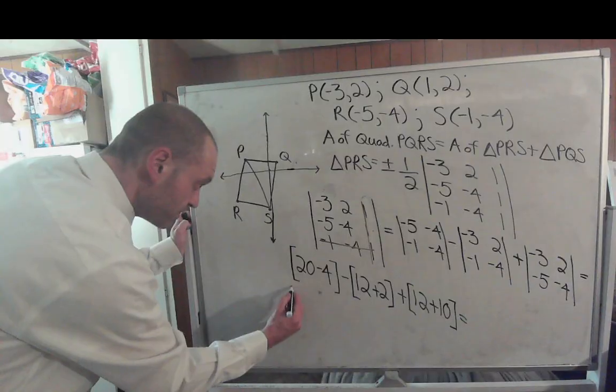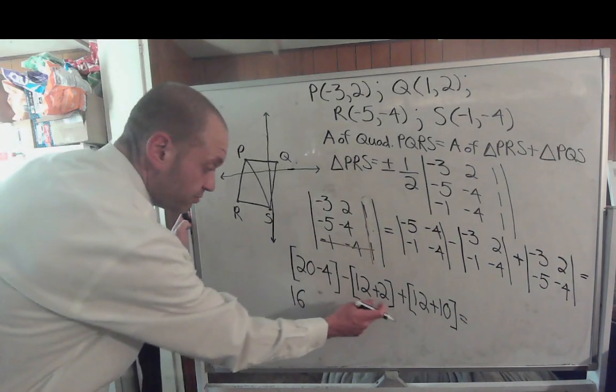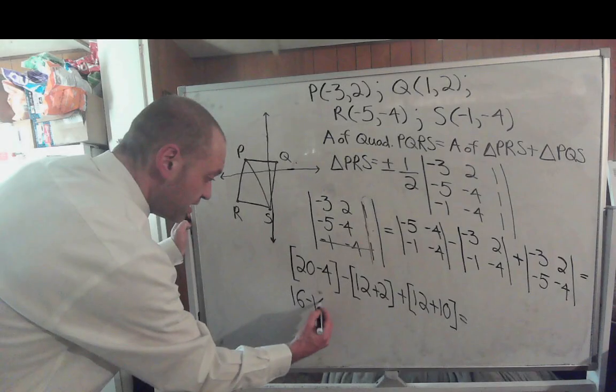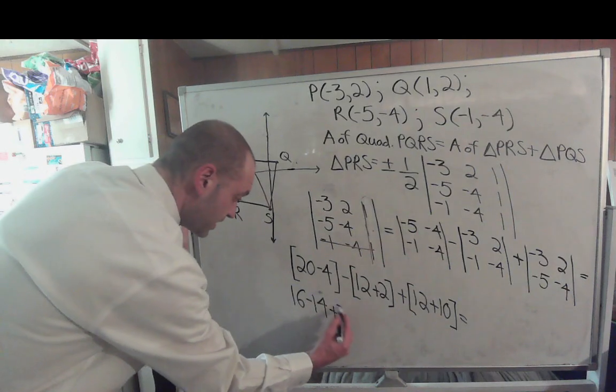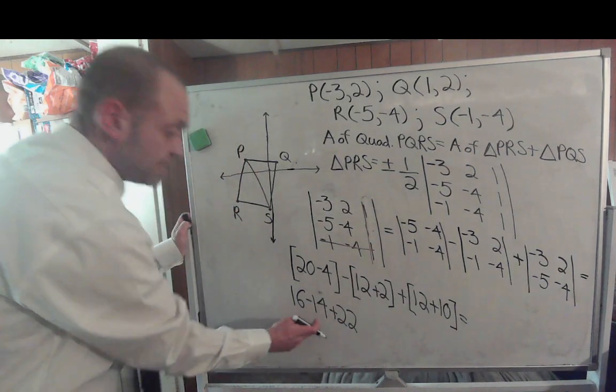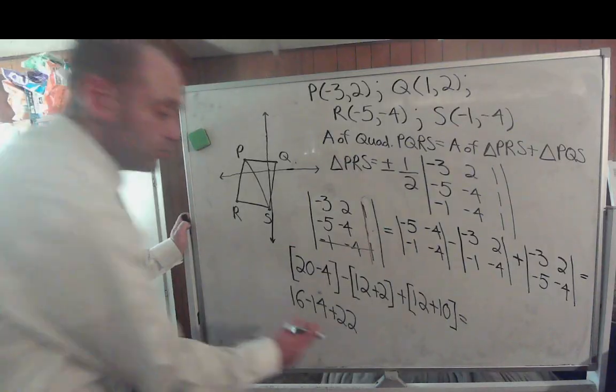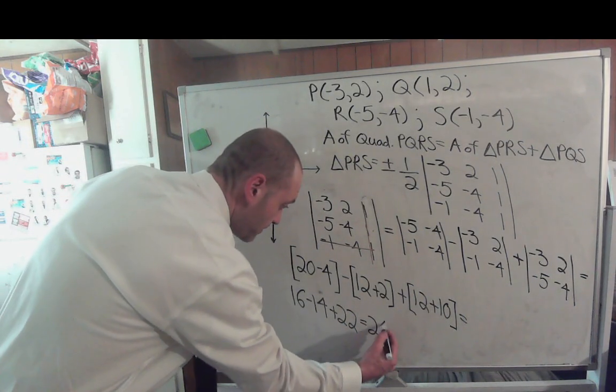20 minus 4 is 16. 12 plus 2 is 14, so 16 minus 14. And then plus 12 plus 10, that's plus 22. Well, 16 minus 14 equals 2, plus 22 is 24.